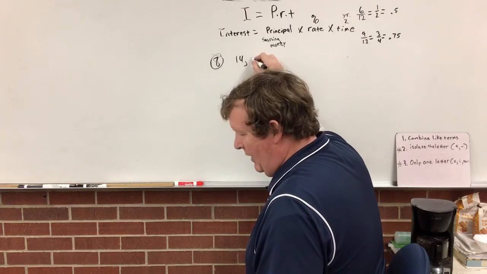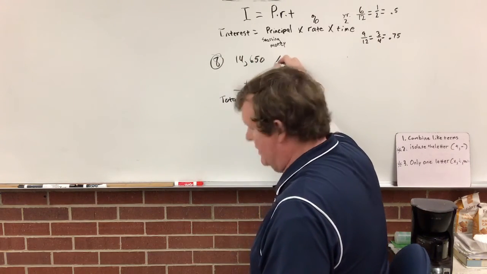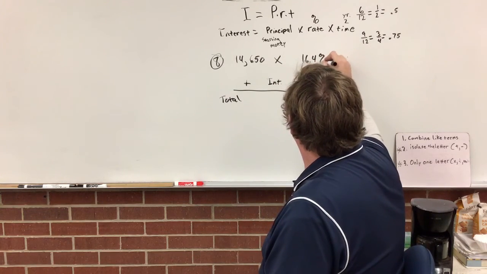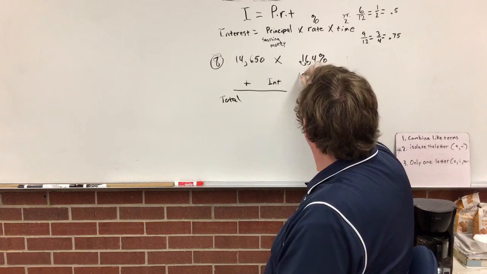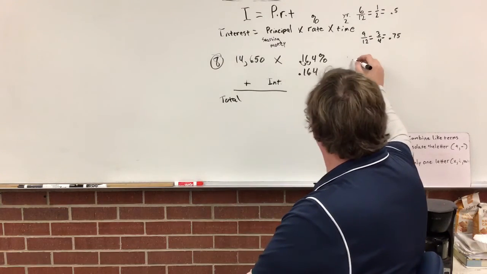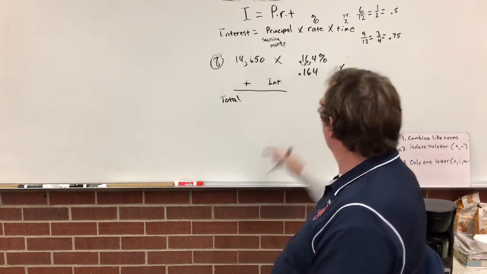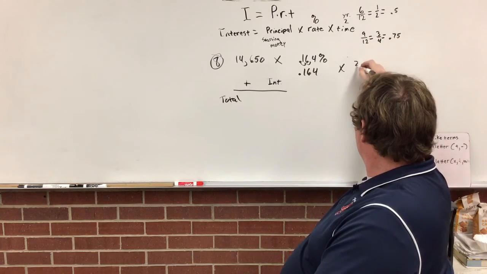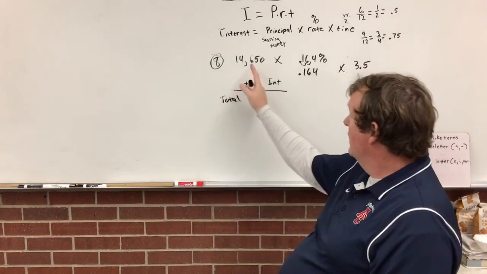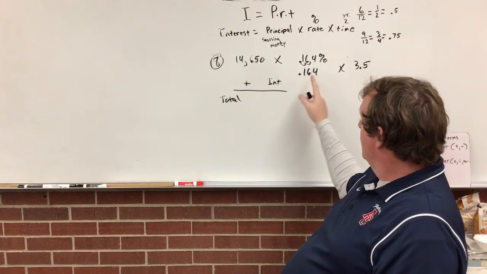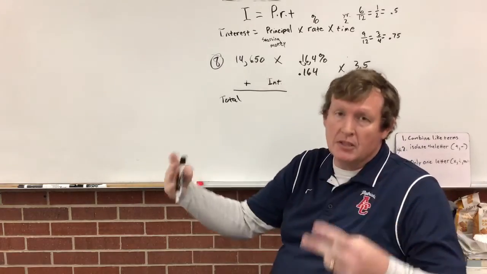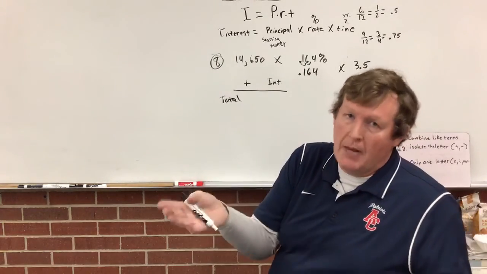Big number, 14,650 times 16.4%. Once again, move our decimal 2 places. So now my decimal place becomes 0.164. Then times 3.5 years. Once again, half year equals 0.5. So we convert that half to 0.5. Now we're ready to multiply. 14,650 times 0.164 times 3.5. That gives us our interest. Interest plus the principal gives us the total amount earned.